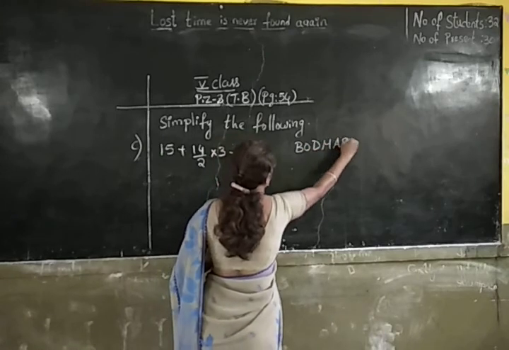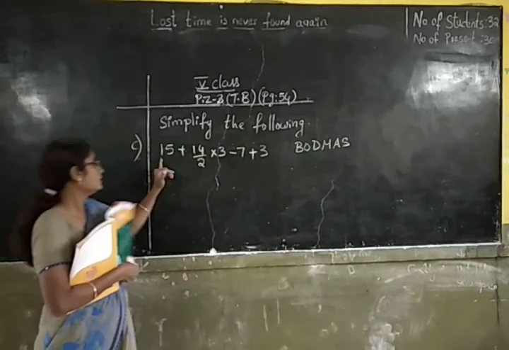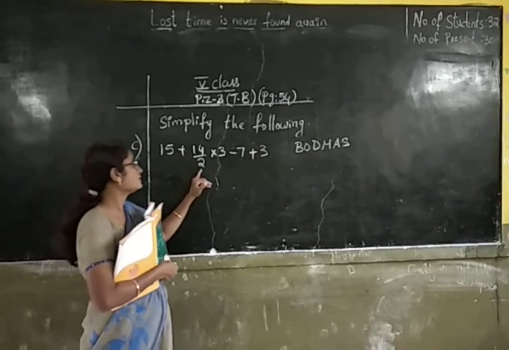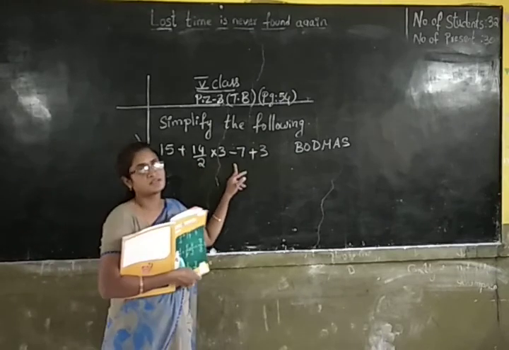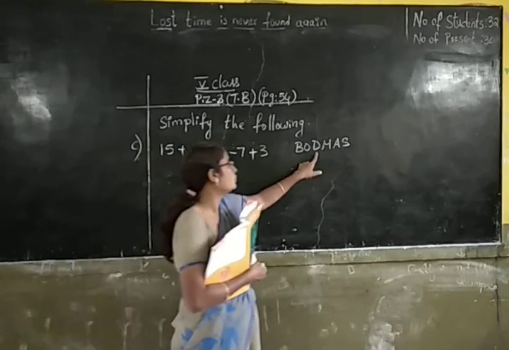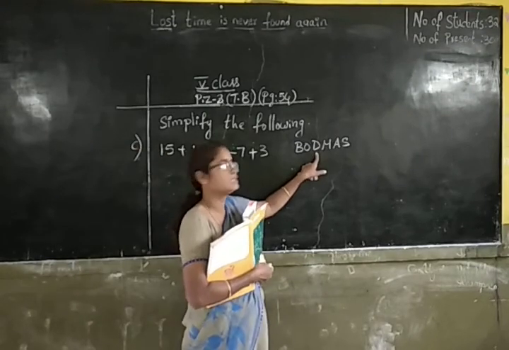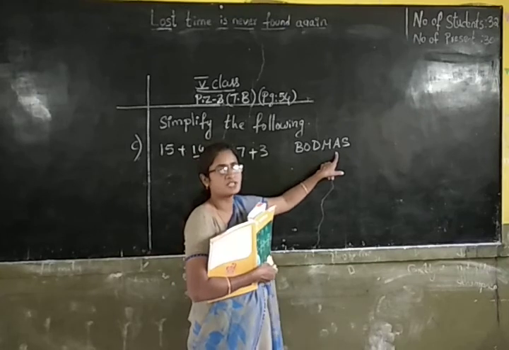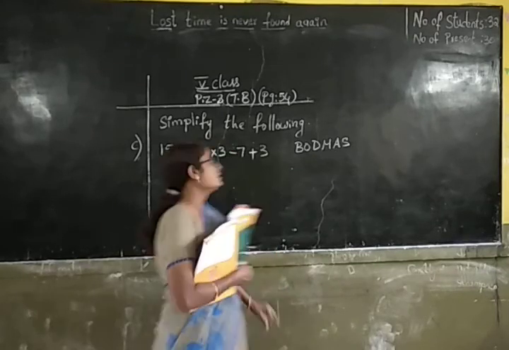BODMAS. So here addition symbol is given, division is given, multiplication is given and subtraction is given. All the 4 operations are given. According to the BODMAS rule, first we have to do division, then multiplication, after that addition, and in the last we have to do the subtraction.